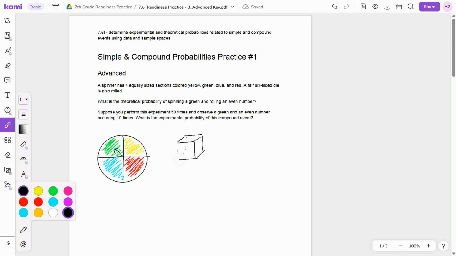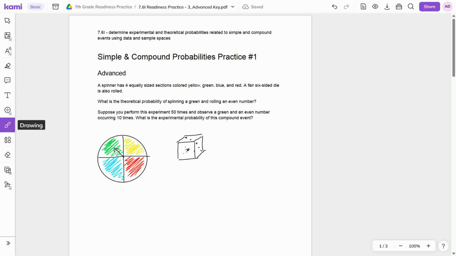So we could do this, right? And you've got your dots going like this. And what it should land on is an even number. Okay, so let's look at our probabilities. What is the theoretical probability of spinning a green and rolling an even number? Well, green, how many greens are there?